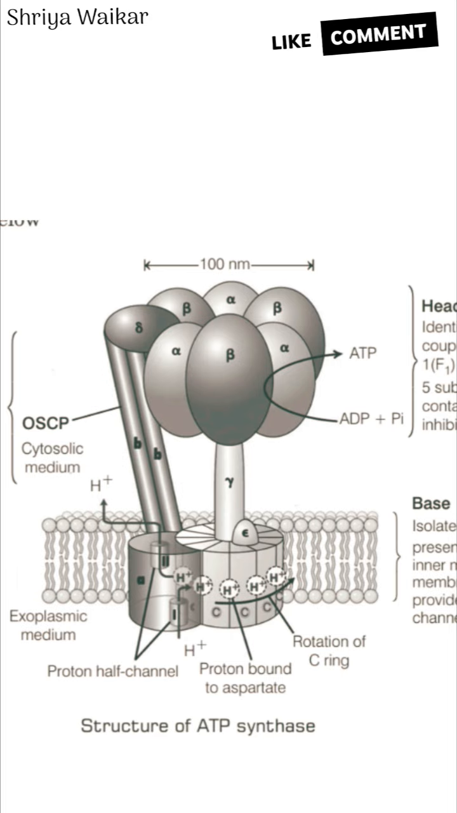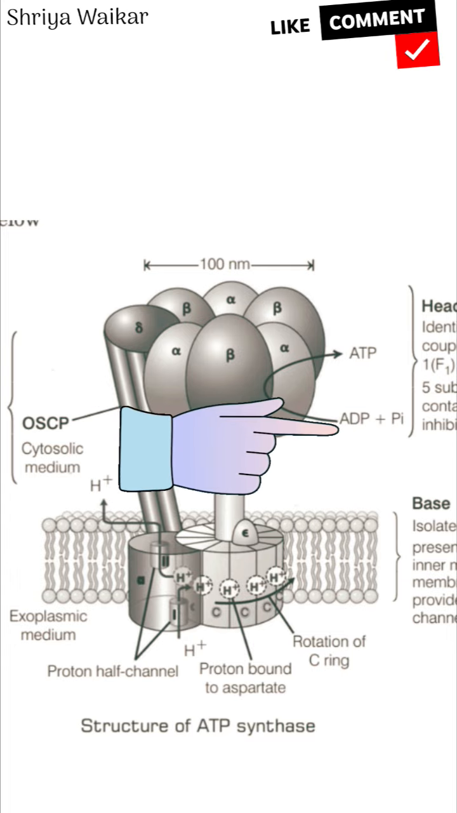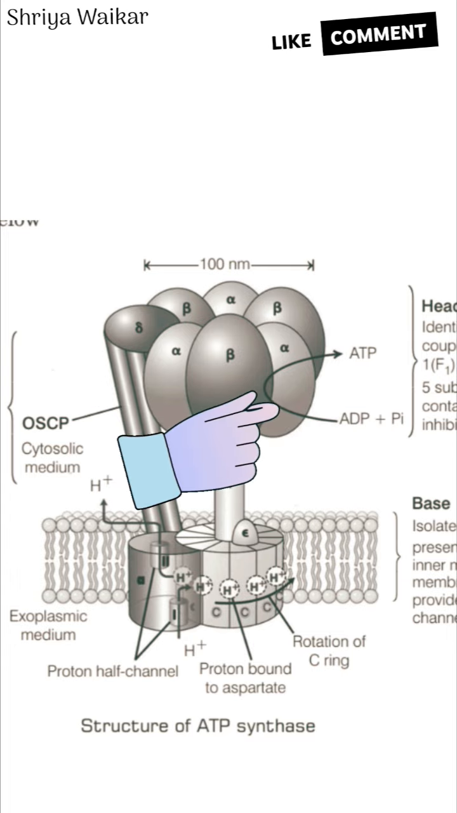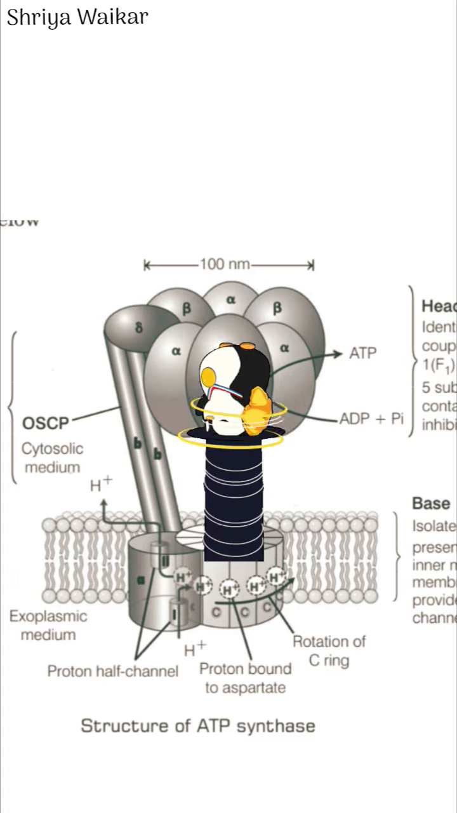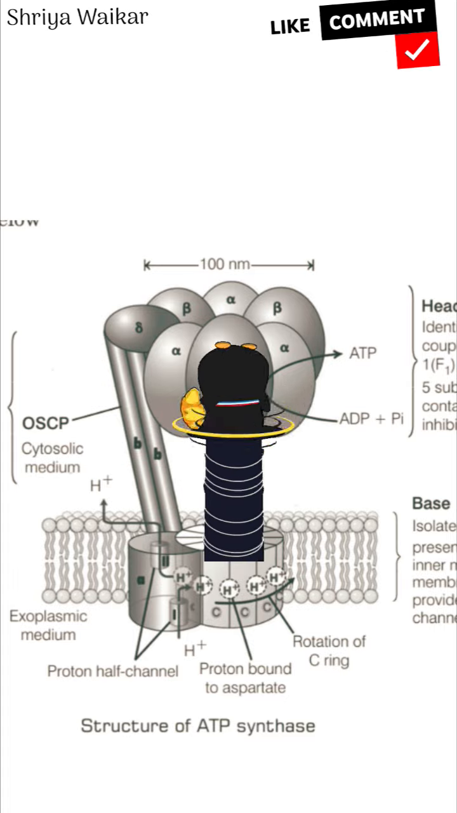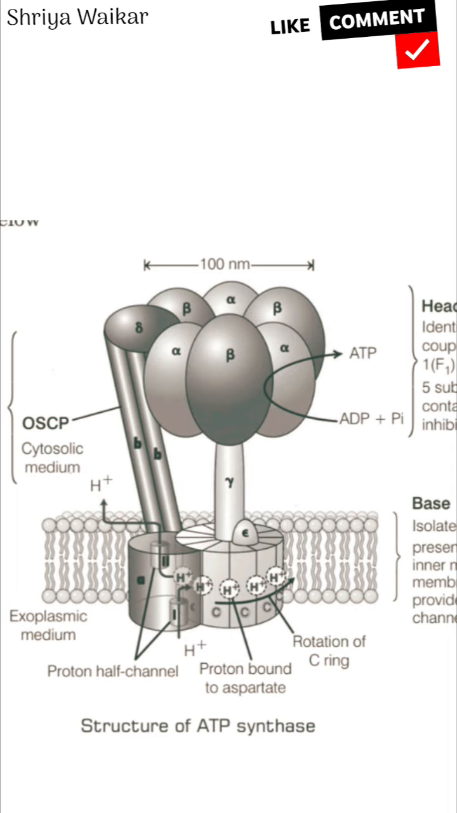Each beta subunit undergoes three states. This is the binding change mechanism of Paul Boyer. It states that if there is loose binding, it binds ADP plus inorganic phosphate. If it is tight binding, it will form the ATP, whereas if it is open, at that time the ATP will be released. So one complete gamma rotation will form 3 ATP.